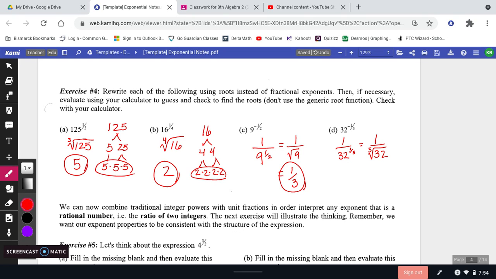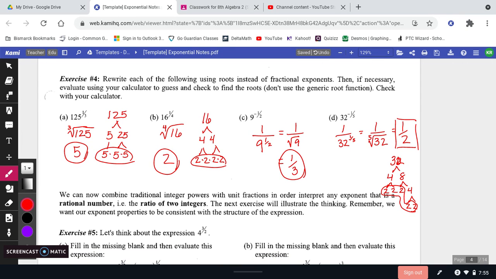If you do a factor tree on 32, you're going to have 4 and 8, and you're going to end up with a whole bunch of 2's. So this is 2 and 4. That 4 is 2 and 2. So you end up with 5 2's. So this is going to be 1/2. Okay, again, we had already kind of talked about that, so hopefully that is familiar to you.